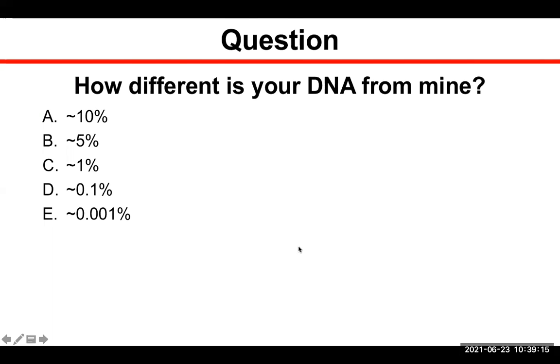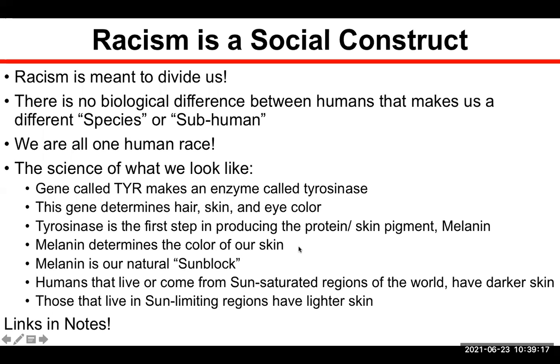All right. And so I feel like with everything that's been going on in this past year, and me being a biomedical science student, I think it's important to address this issue of racism. It's important to understand that racism is a social construct. It's meant to divide us. There is no biological difference between any of the humans that are on here. We aren't distinguished by different species or subhuman. We're all the same. It's just this very small percentage of DNA that's different that makes us different. We are all one human race.